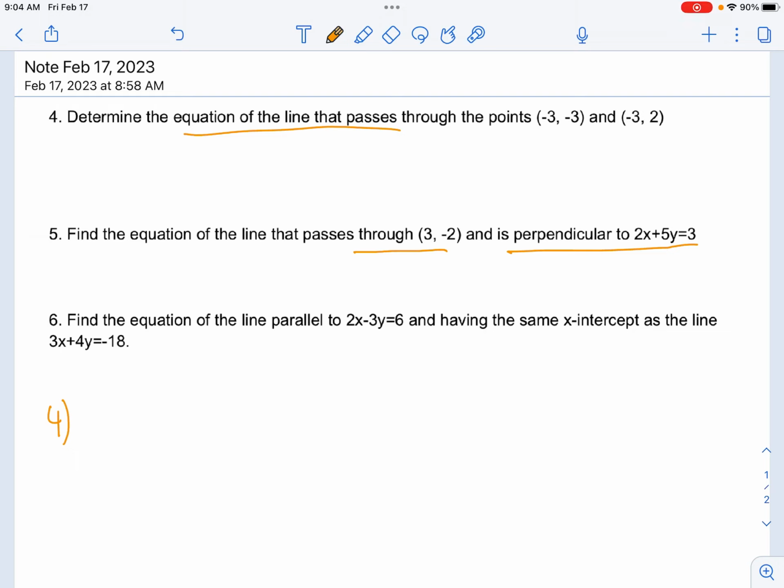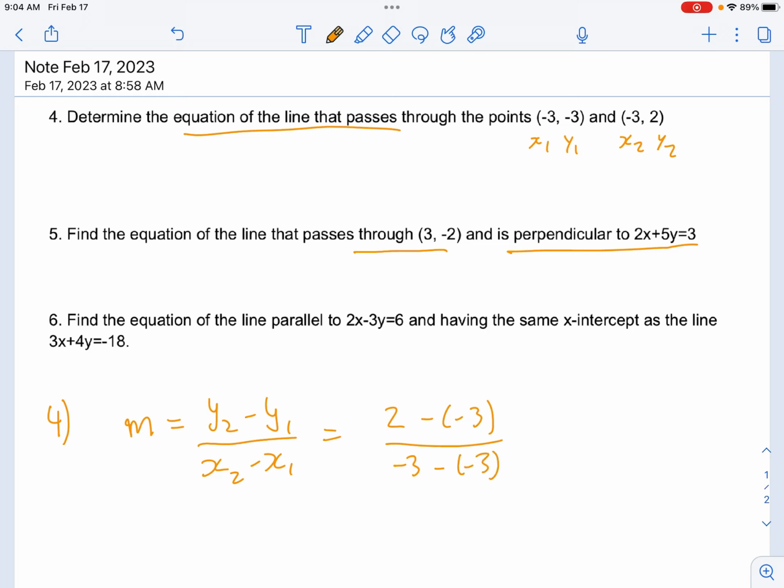This is from the day 4 work, and the slope is just our y2 minus y1 over our x2 minus x1, which, if I call this x1, this is y1, x2, y2, so we have 2 minus -3, and then we have -3 minus -3. Actually, I'm just going to change this to +3, so then this actually works out. So minus +3. So here, we're going to get, this becomes 5, and then this becomes here -6. So our slope is -5 over 6.